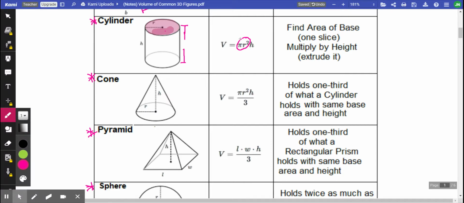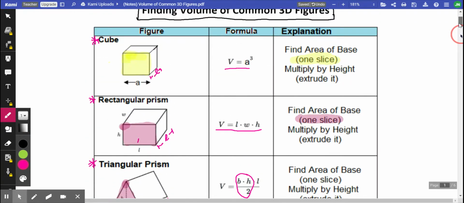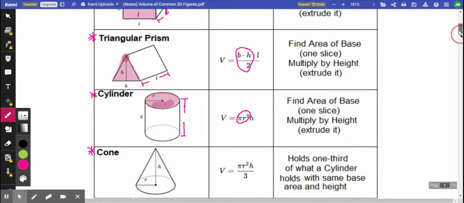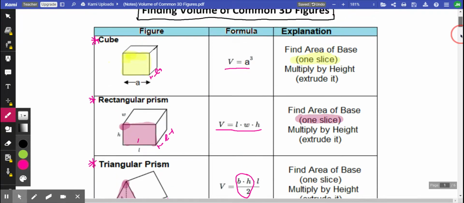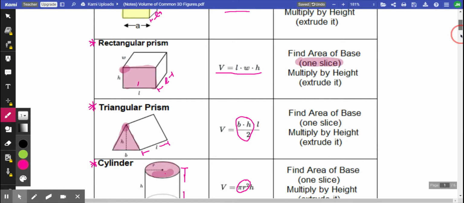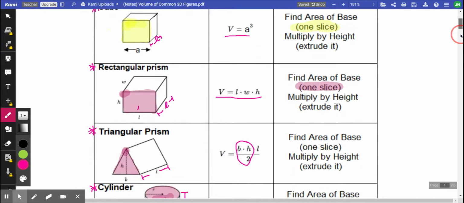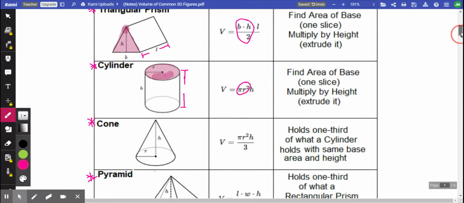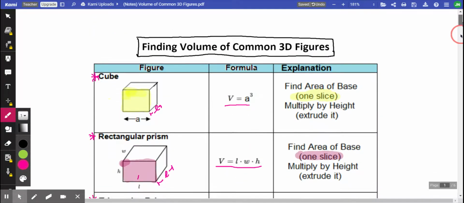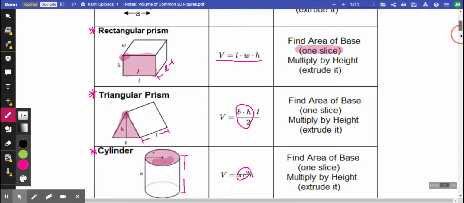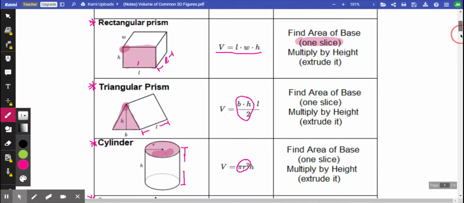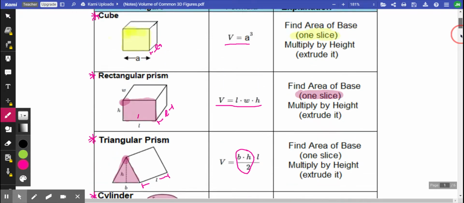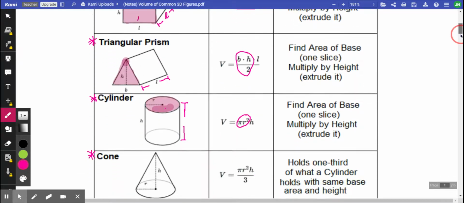So every single one of these formulas that we just talked about is one single slice, right? You take the area of one slice and then you multiply by how thick or how deep it actually goes in for every single one of these prisms or a cylinder or a cube, okay? And it applies for any of these shapes. As long as it's a prism and it goes all the way through the same way, or a cylinder, then it'll be the area of one slice multiplied by the depth or how deep it goes.